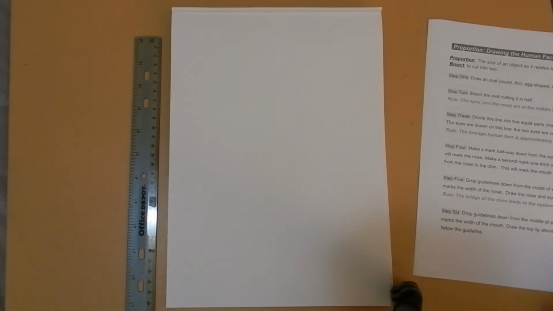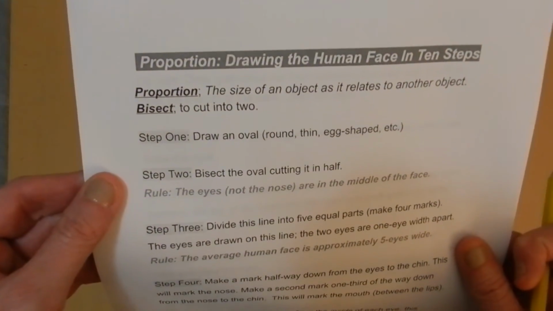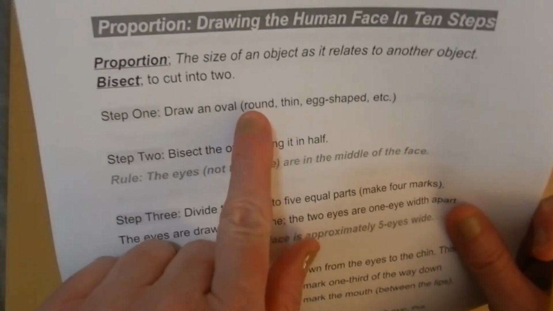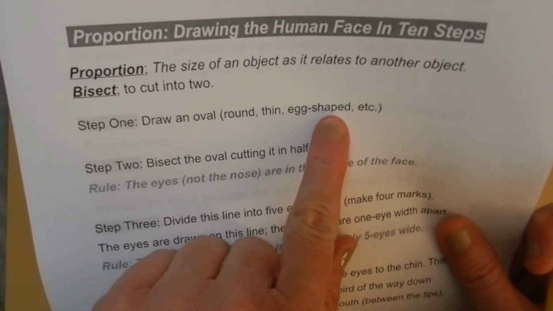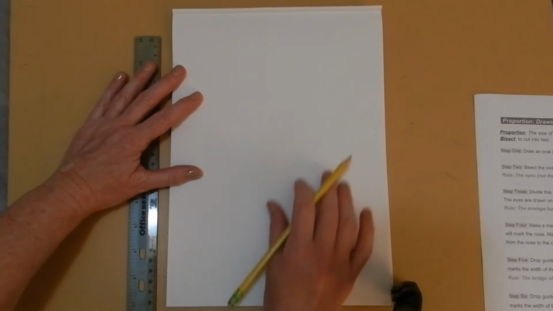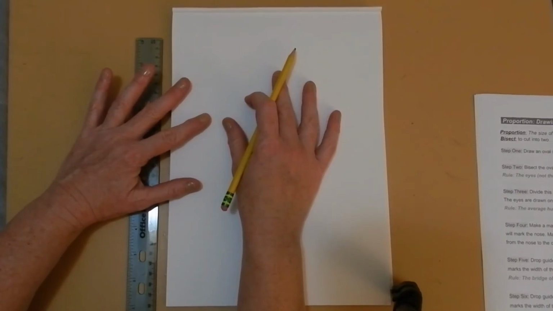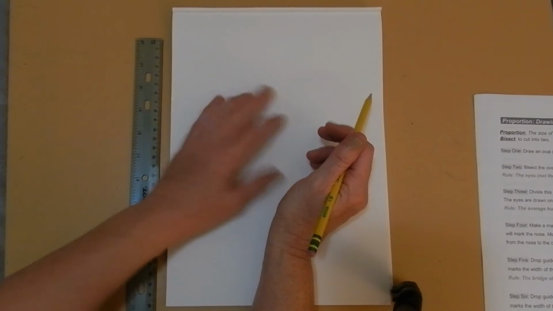Our very first step, step number 1, says to draw an oval. It might be round, it might be thin, it might be egg-shaped. When you think of people's faces, some people have round faces, other people have egg-shaped faces, other people have thin, some have square jaw lines. So you're going to be drawing an oval on your paper.